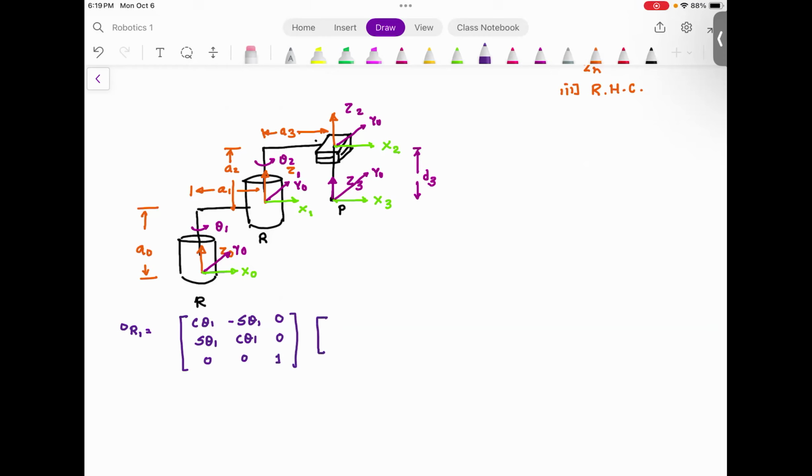You agree with me, my projection matrix is an identity matrix. Everyone understood why the projection matrix is an identity matrix? All coordinate systems align with all coordinate systems. So 0H1 is cosine theta 1, minus sine theta 1, 0, sine theta 1, cosine theta 1, 0, 0, 0, 1, 0 0 0 1, and tell me what should I write here?